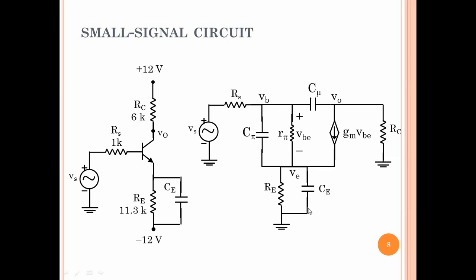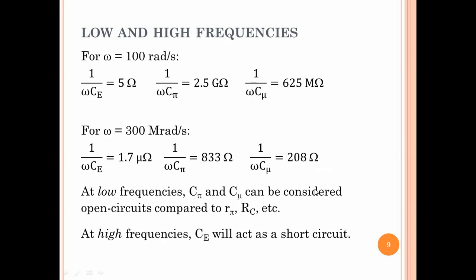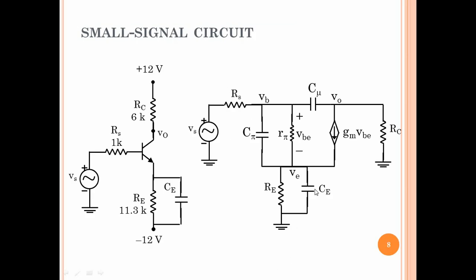So I'm just saying high, we'll define high and low later on. But we can say that at low frequencies, C pi and C mu can be ignored, not ignored at high frequency, can be treated as open circuits at low frequencies, and at high frequencies, Ce can be treated as short circuit. So what we'll do is we'll analyze this circuit in two different domains, one for low frequencies, another for high frequencies. Alright, and then later we'll show that this is an okay thing to do when we put the actual numbers. So we'll analyze this circuit twice, low frequencies and high frequencies.